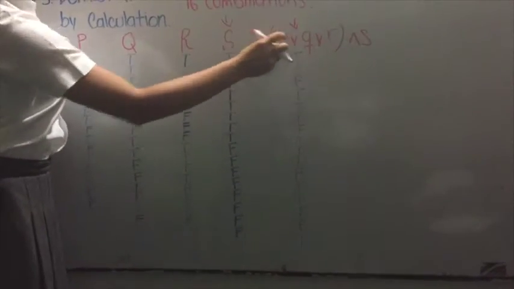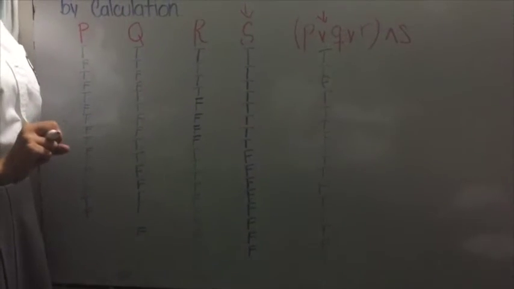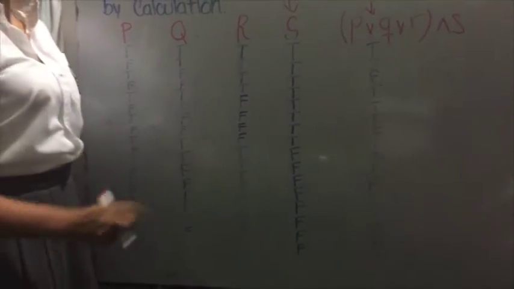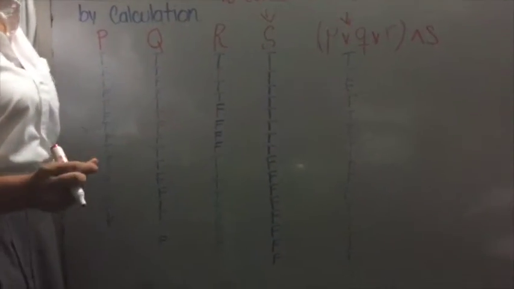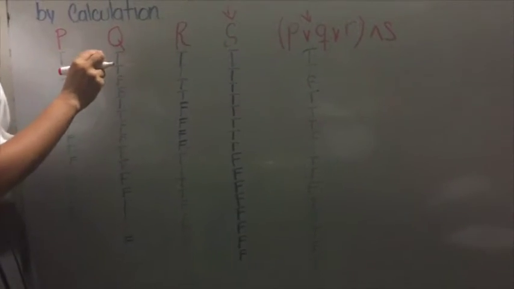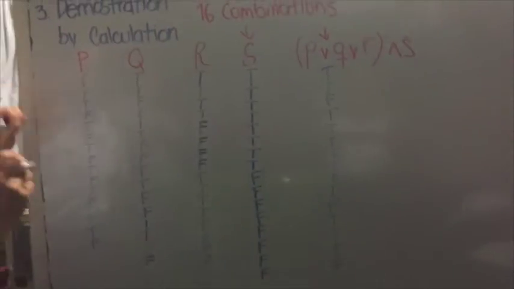With OR, we know that it's false when the 2, P and Q, are false. Now, we can prove this in this line. True or true is true. Now, false and false is false.